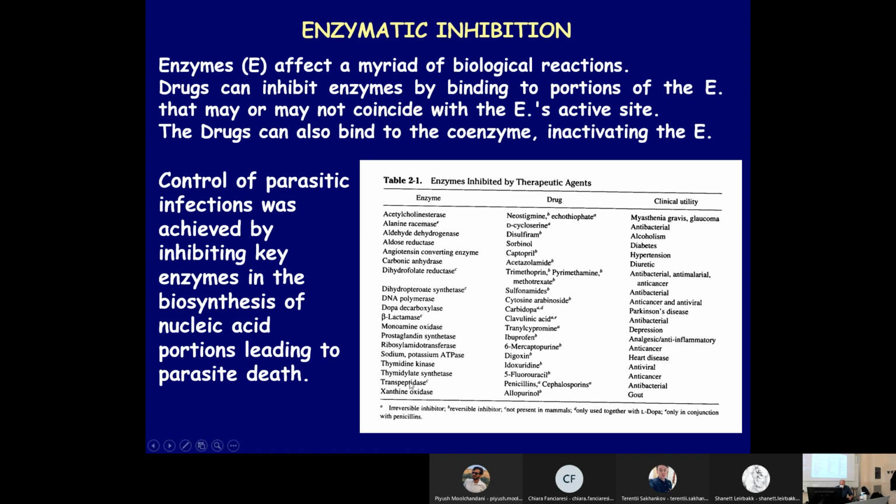Here in this table, you can see a series of different enzymes, and you can see a series of inhibitors of these enzymes. These inhibitors are used as drugs because, as I told you before, it is sometimes important to block the activity of particular enzymes if we want to have a particular therapeutic effect.